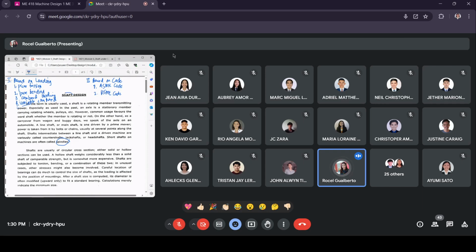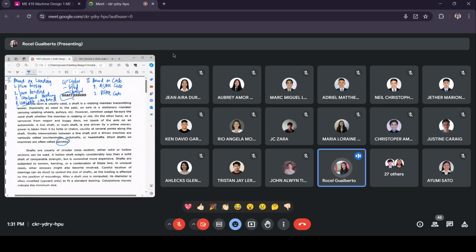When we say shaft, this would be more on a circular cross-section, okay? It's either a solid or a hollow one. So this is what we are designing: what would be the diameter of the shaft to be used, considering the loads, considering the code? When it's hollow, you have to determine two dimensions, the inside and the outside diameters, okay? So these are the basis on how we will be designing our shaft.